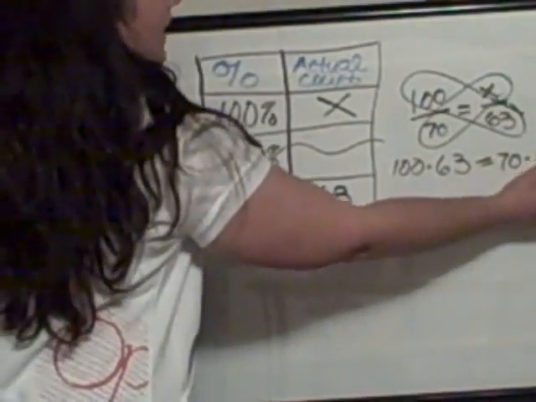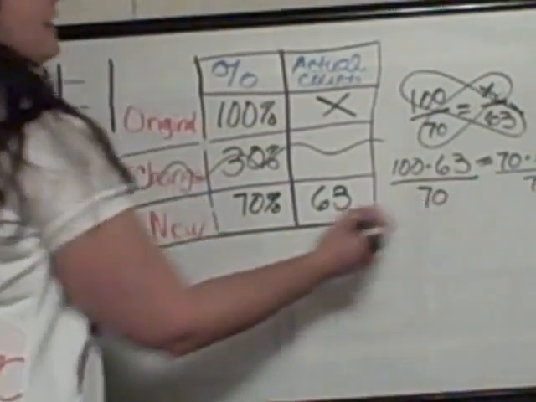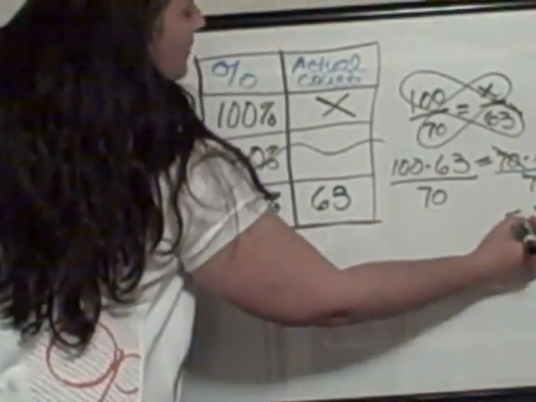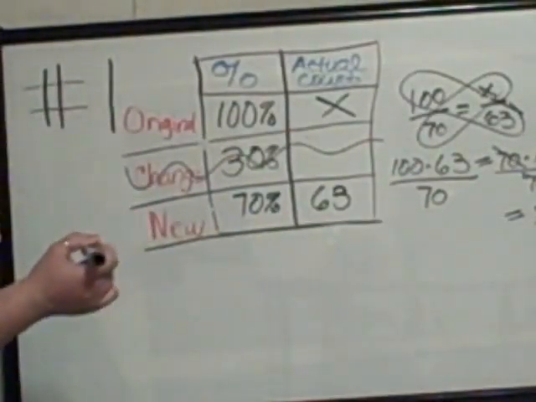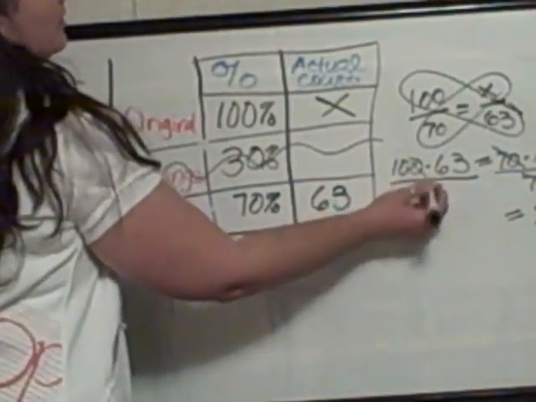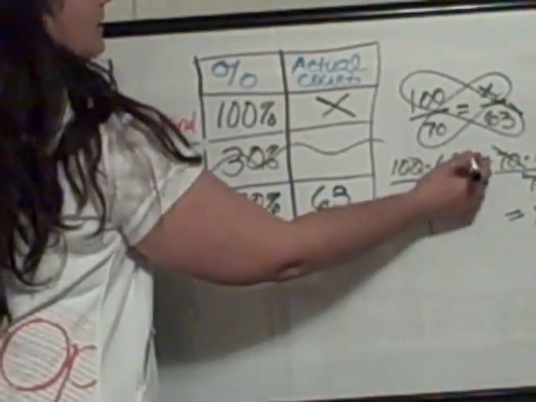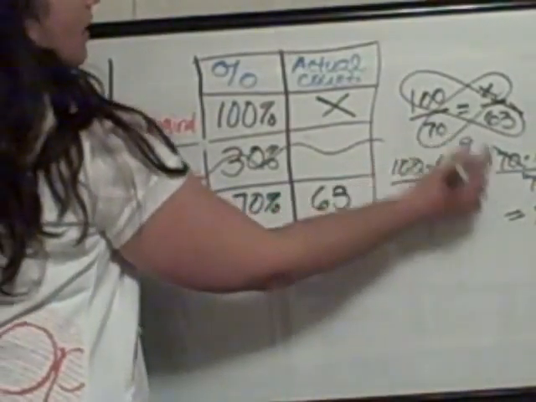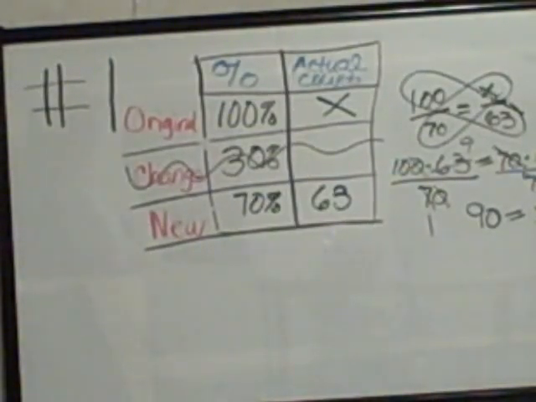Remembering the goal to get x by itself, I want to move this 70. I move that 70 by dividing both sides by 70. On this side, the 70 cancels, and I'm left with x is equal to. In order to make this problem a little easier, I'm going to cross cancel before I multiply. This 0 cancels this 0, and 7 goes into 63 9 times. My answer is 10 times 9 to get 90. The answer to question number 1 was 90.